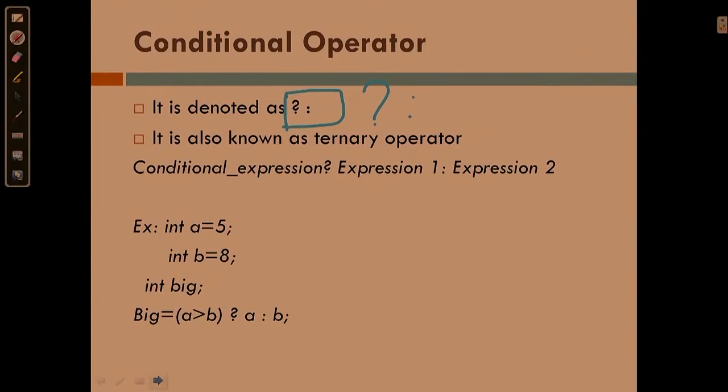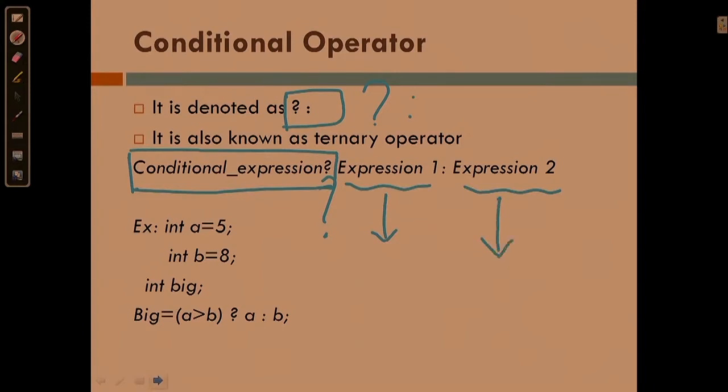So, conditional operator ka use kaise kiya jata hai? Conditional operator use karne ke liye, we have to write the condition first here. This is the condition expression. Then, we have to make use of this question mark. What is this expression 1 and expression 2? Agar hamara ye condition true hua, then expression 1 will execute. If the condition is false, then the expression 2 will execute.